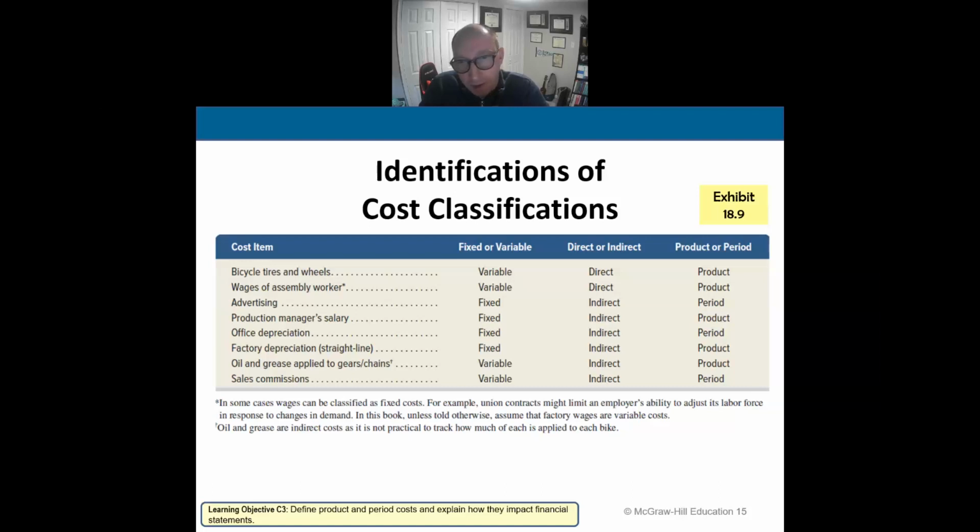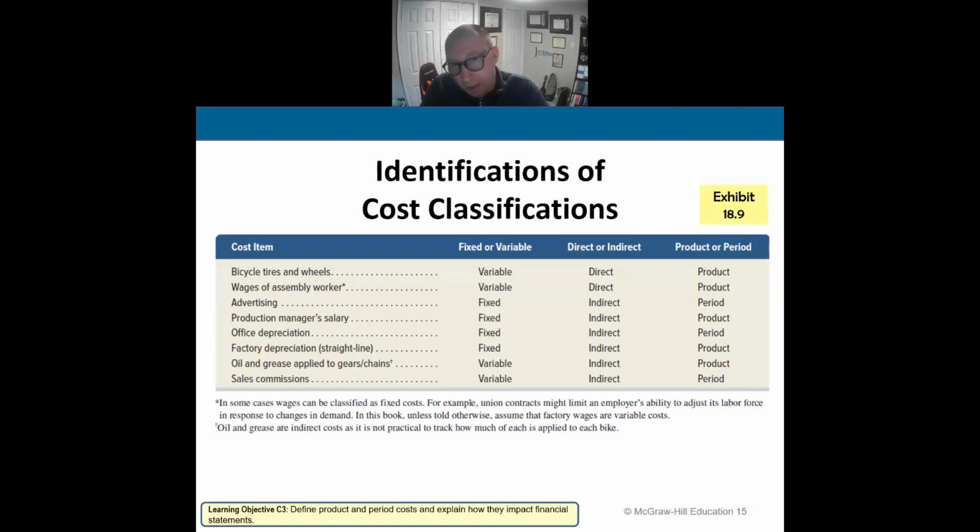Advertising is a fixed cost. It's indirect. The reason why it's indirect is because I cannot trace that TV advertisement to that bicycle. So it's indirect, and it's a period cost because it's related to sales. It's a sales expense.